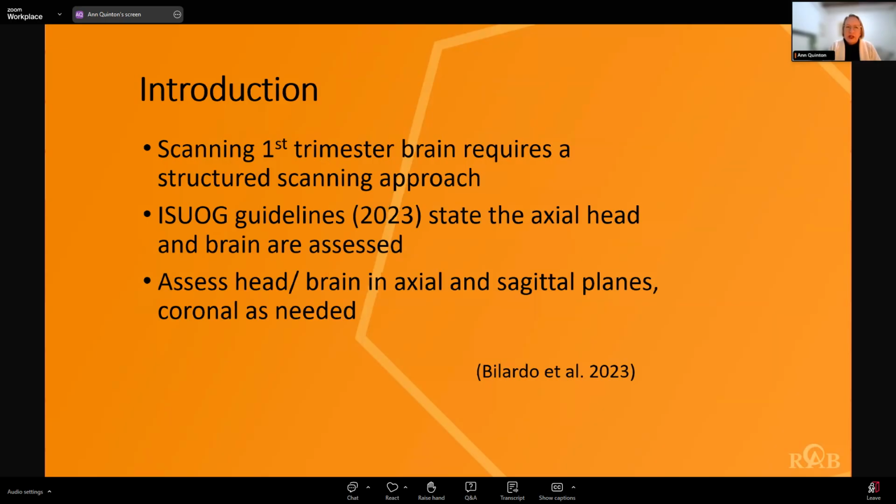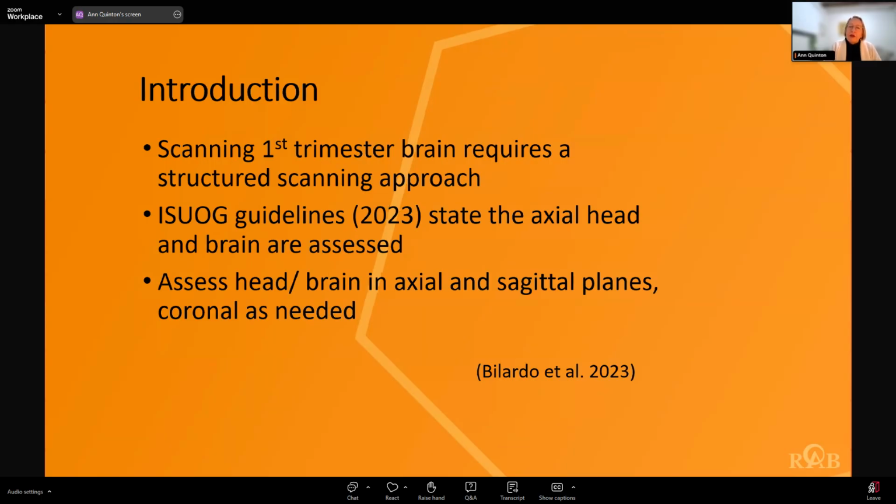So the most recent issue of guidelines on first trimester scanning, which were published in 2023, state the axial plane of the head and the brain need to be assessed. So they're the only ones that are actually recommended. But as I said, we should be assessing the brain in axial, so they're our standard planes.